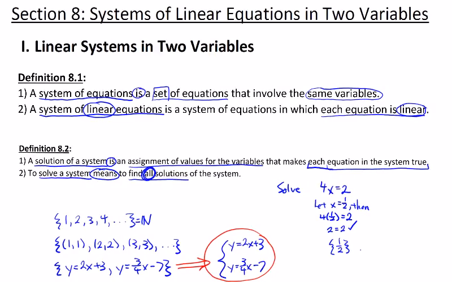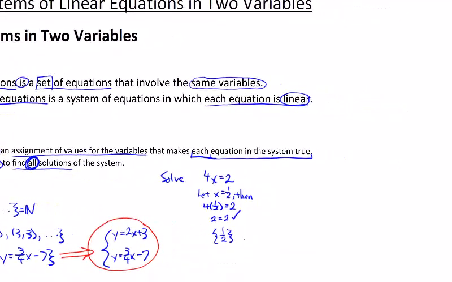For example, if I was to say solve x squared equals 9. If I let x be equal to 3, then I would get 3 squared equals 9, which means 9 equals 9. That's a true statement.